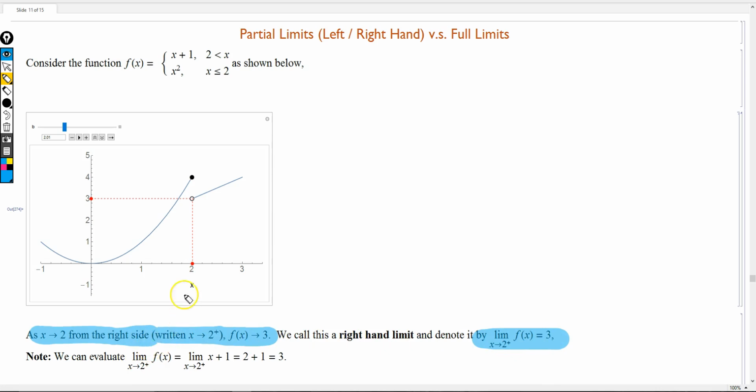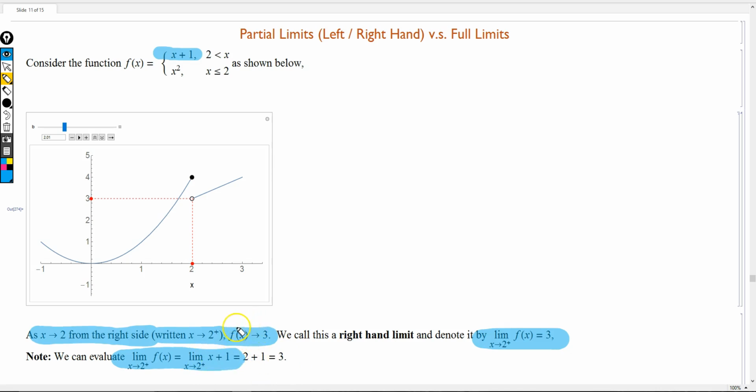Now notice we could evaluate this. We looked at it graphically and determined what the 3 was. Well, we could have evaluated that by just writing limit as x approaches 2 from the right of f of x equals, and now we can just put in x plus 1 for the f, because we know that when x is larger than 2, the function f, if you look up here, is equal to x plus 1. So we put that in place of the f. Now with this limit, we can just plug the 2 in for the x. 2 plus 1 is 3. And there you go. This is what we call a right-hand limit.